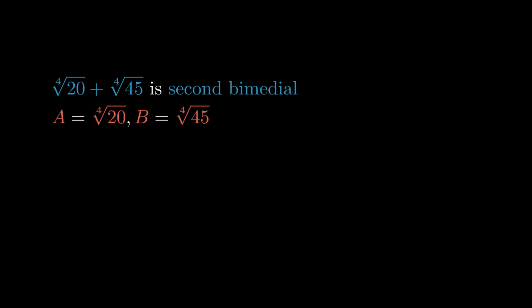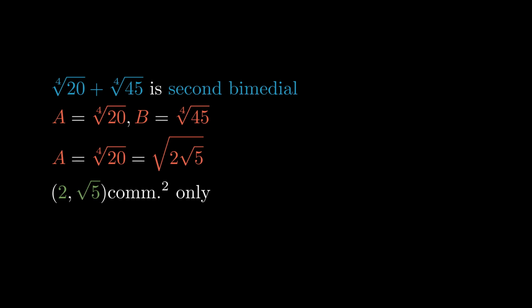An example of a second bimedial is the fourth root of 20 plus the fourth root of 45. To show this, let A equal the fourth root of 20 and B the fourth root of 45. A equals the fourth root of 20, which is equal to the square root of 2 times the square root of 5, the geometric mean of 2 and 5, which are rational by Euclid's definition, but commensurable in square only, so the fourth root of 20 is medial.